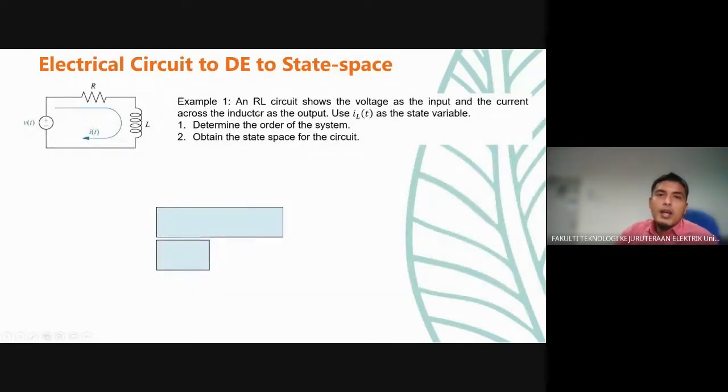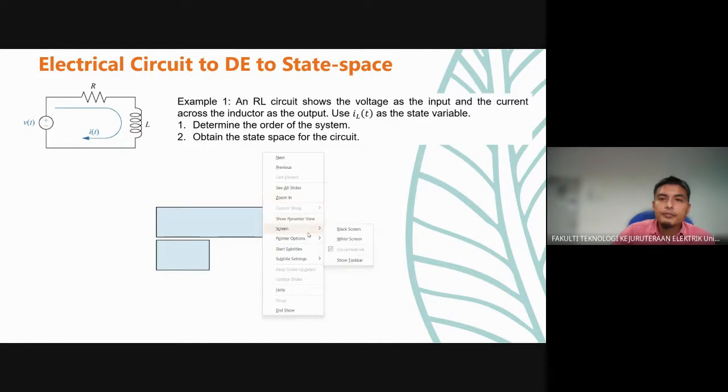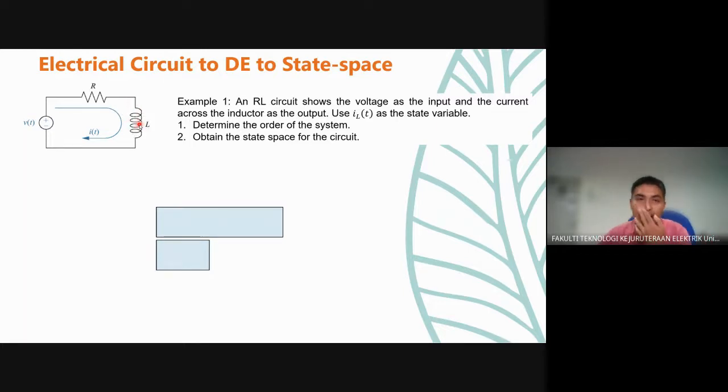Example 1. An RLC circuit shows the voltage as the input and the current across the inductor as the output. This is an RL circuit. Use iL(t), it means the current across the inductor, as the state variable. Firstly, you need to determine the order of the system. Next, you need to obtain the state space for the circuit.